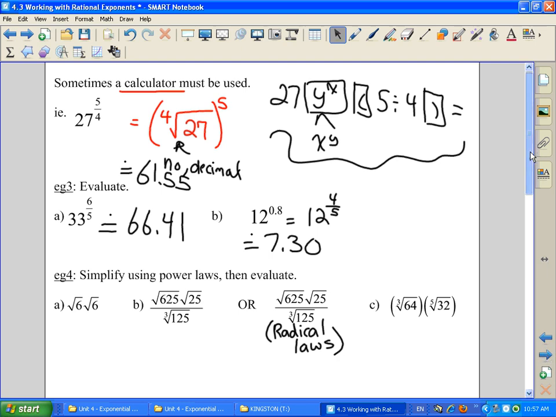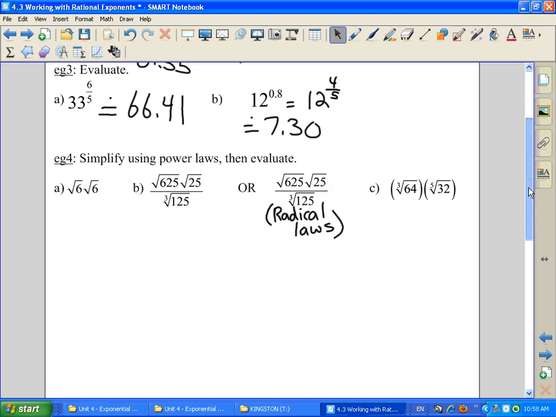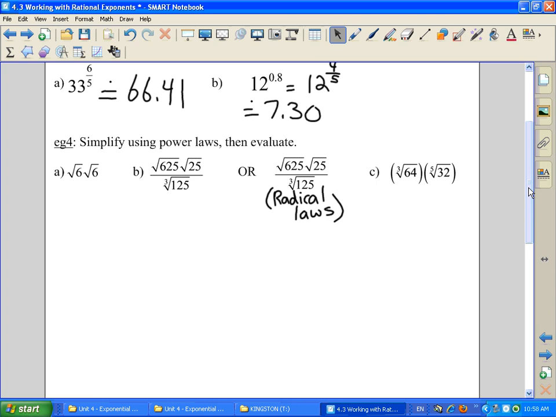All right, moving on, getting a little harder now, folks. Example 4, simplify using power laws, then evaluate. Now, the thing here, folks, is it asks you to use your power laws. There are easier ways to solve this if it didn't say that. However, it's asking you to use your power laws.